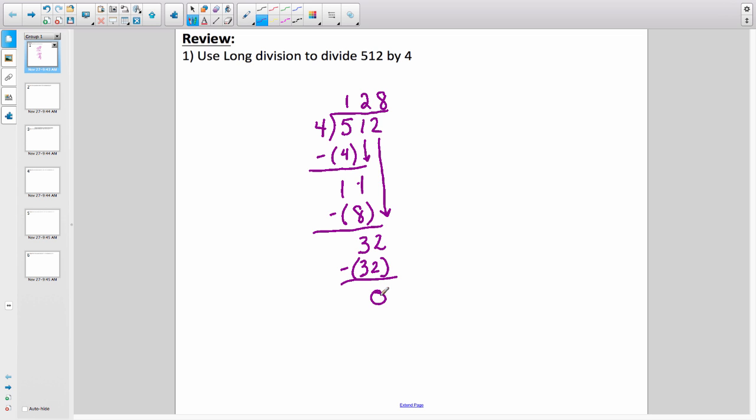You should remember this from, oh God, I don't know, elementary school. So how could you write this answer? Well, you could just say 128. You could say 128 remainder 0. Or something we'll be using today, a little more fancy, 128 plus 0 over 4. More on that in a minute. Okay, let's do the next one.